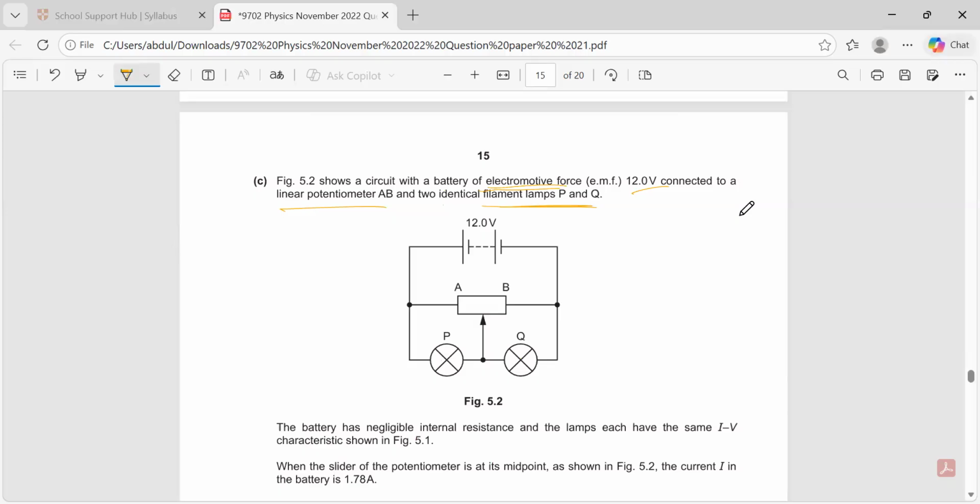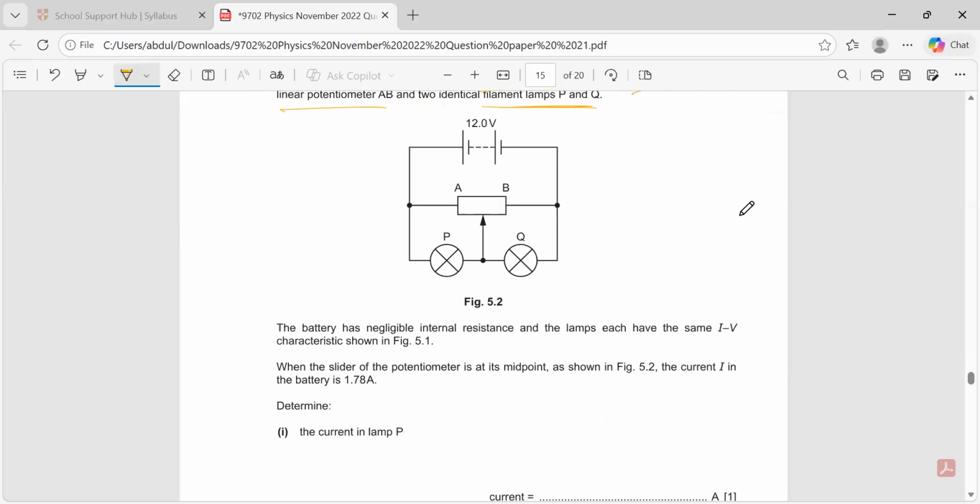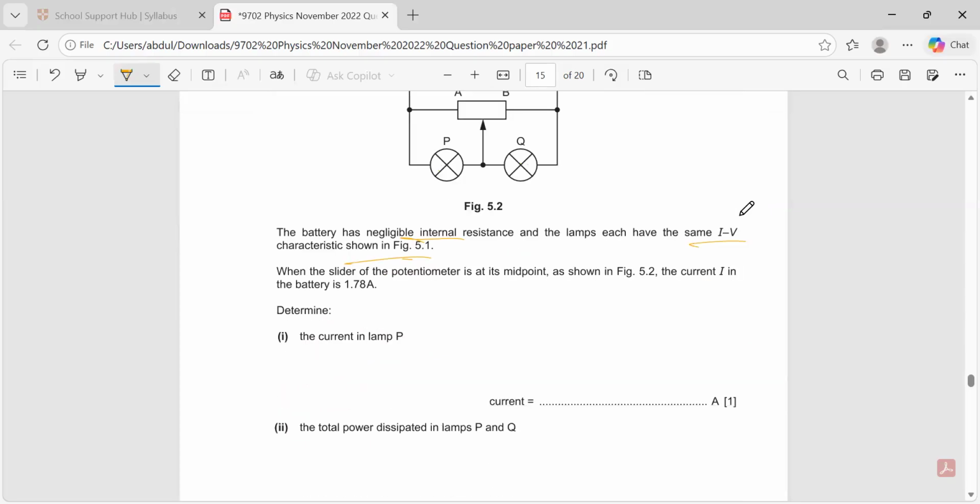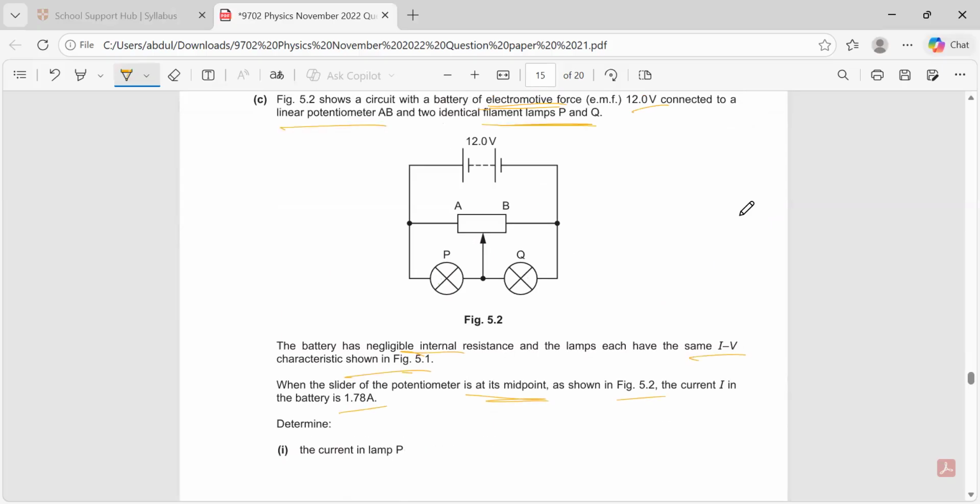So these are identical, their power same, their resistance same. The battery has a negligible internal resistance and the lamps each have the same IV characteristic shown in the figure. Characteristic for them is same. When the slider of the potentiometer is at the midpoint as shown in the figure, the current in the battery is 1.78.